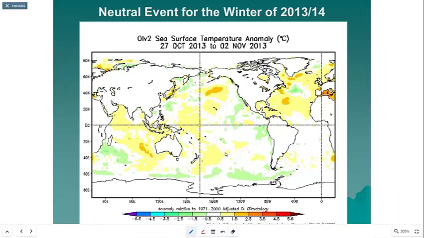This one's neutral. So we don't have either. We don't have La Nina. We don't have El Nino. Everything's kind of around 0, so it's fairly neutral. So this is a non-predictor. It's very difficult to tell the general public what kind of winter we were going to have in 2013 and 14. Well, what actually happened?